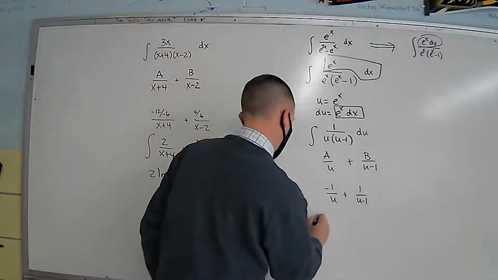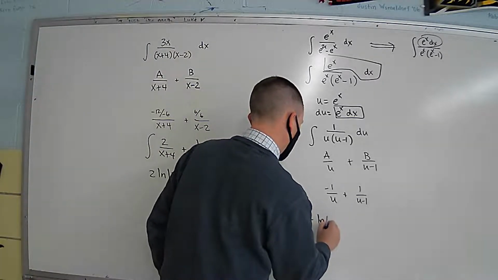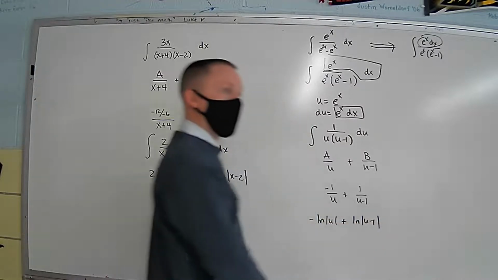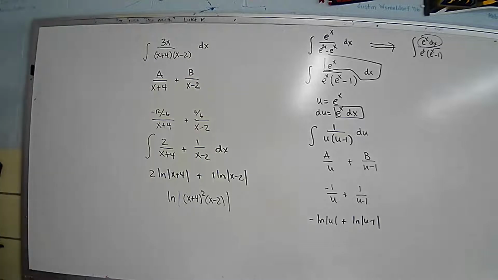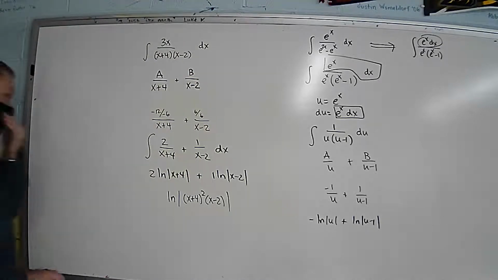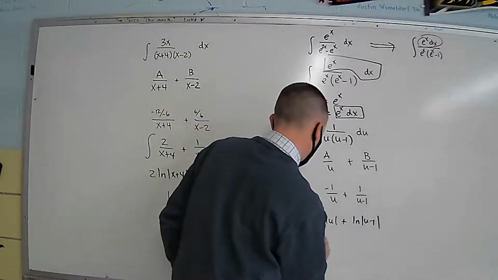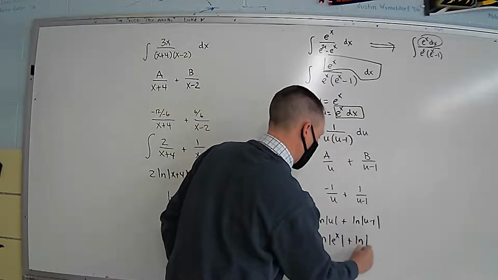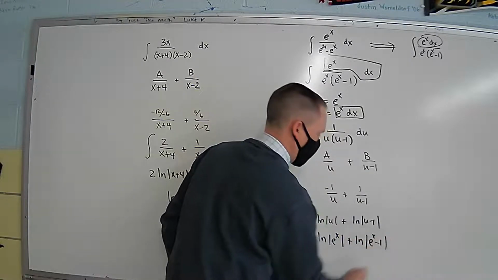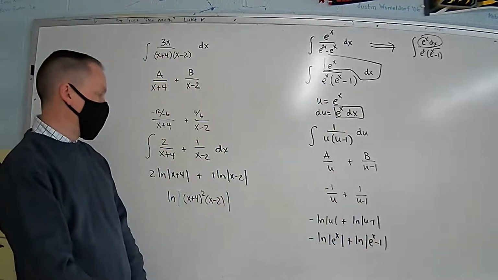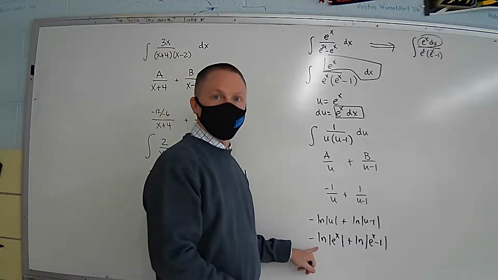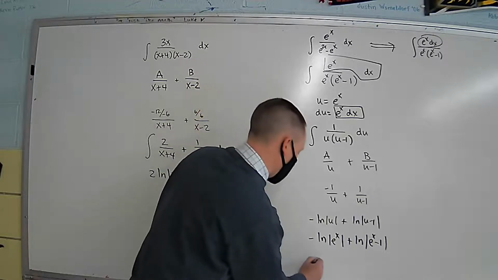So this is negative natural log of u plus natural log of u minus 1. And now go back and resubstitute. That's negative natural log of e to the x plus natural log of e to the x minus 1. And does this simplify? What's negative natural log of e to the x simplify to? Just negative x.